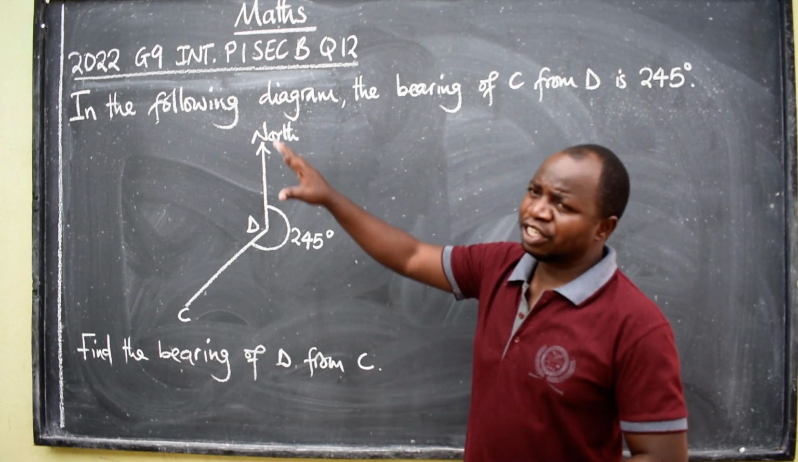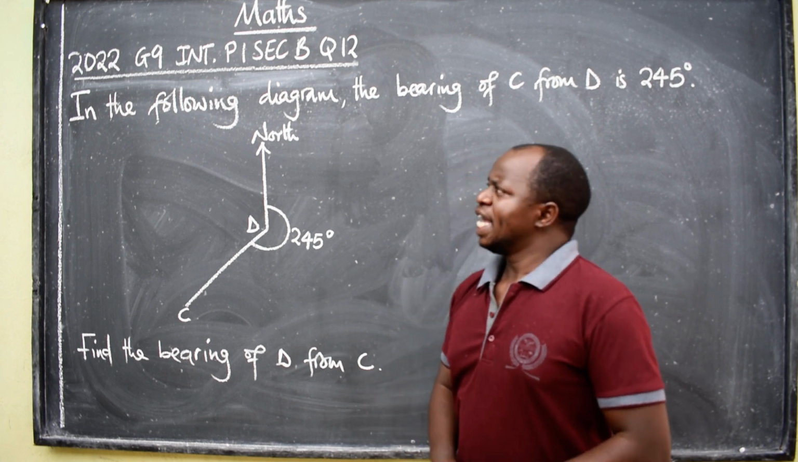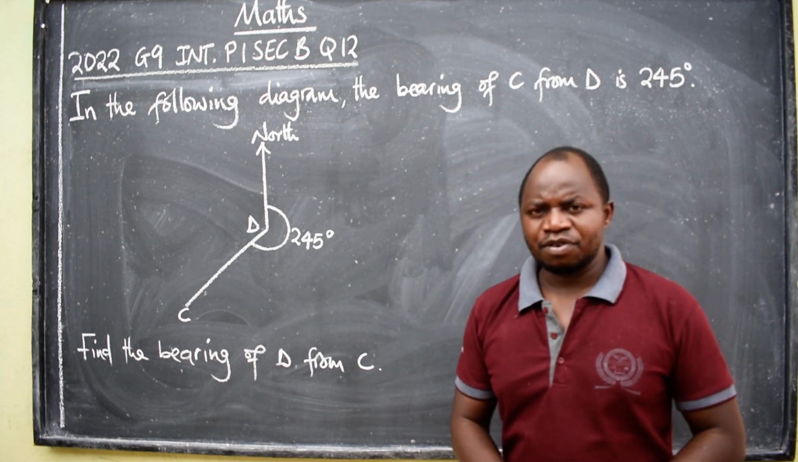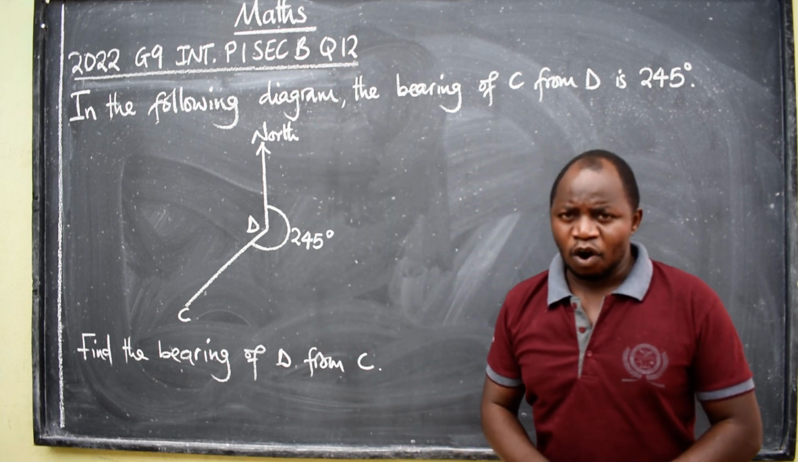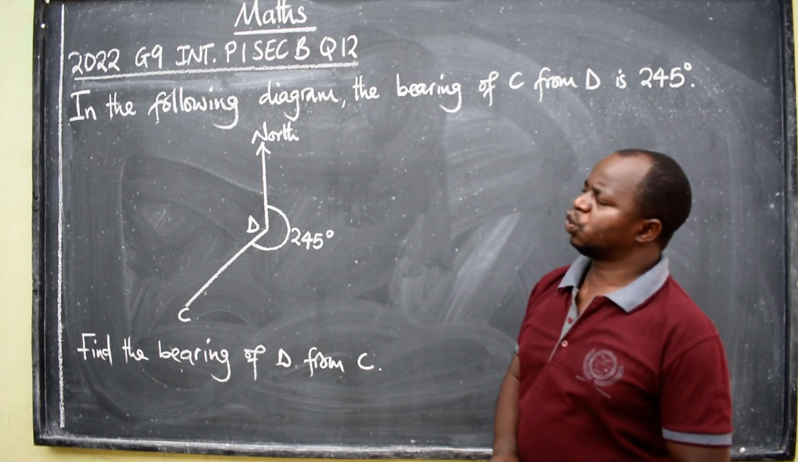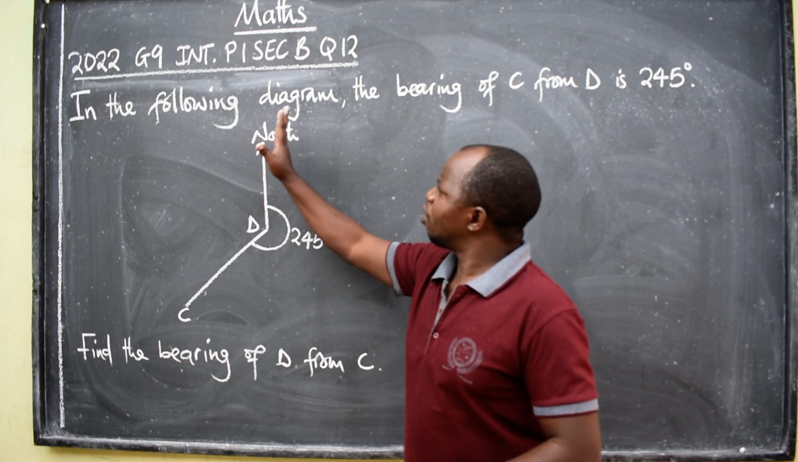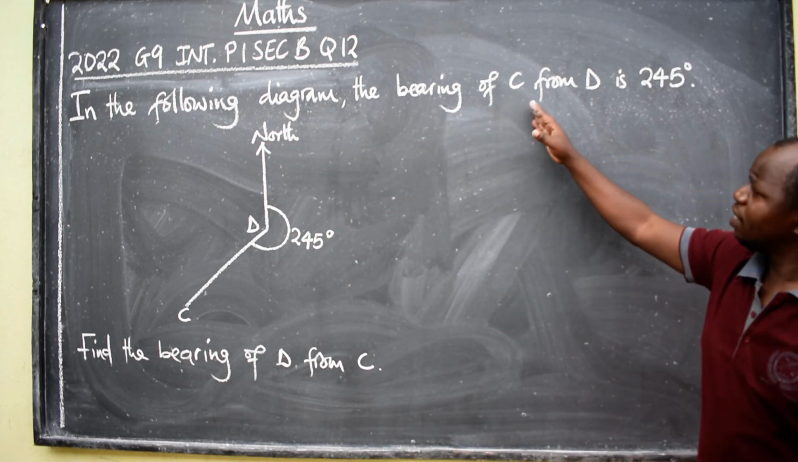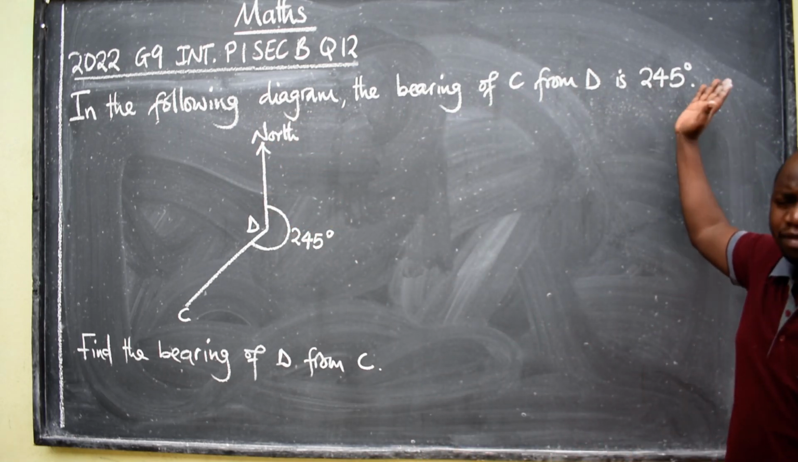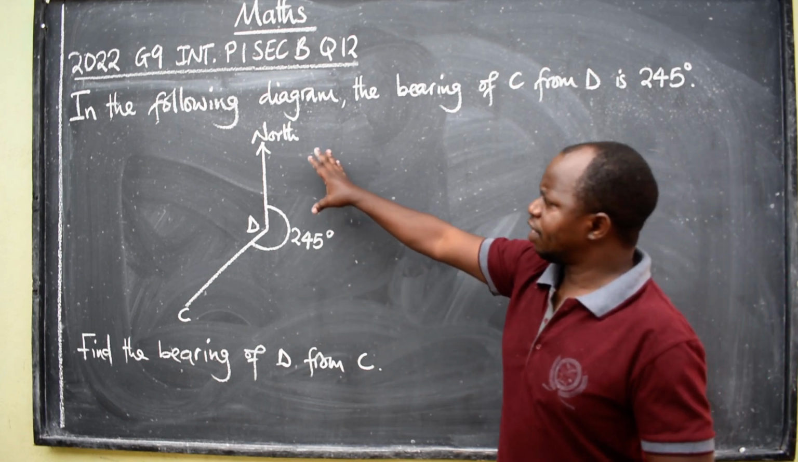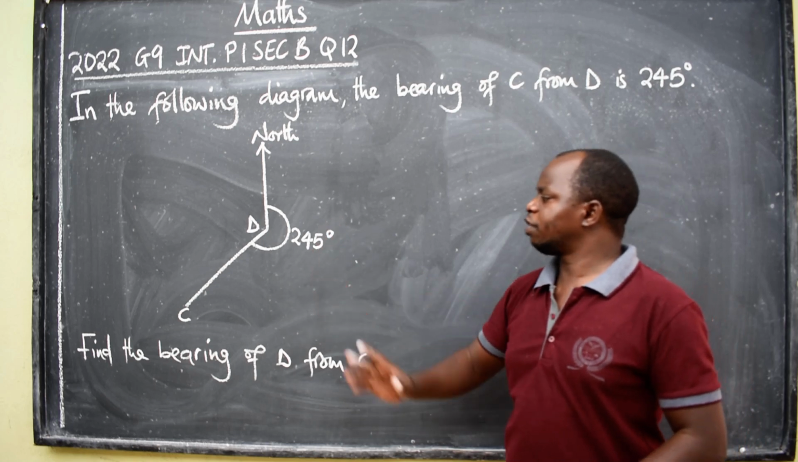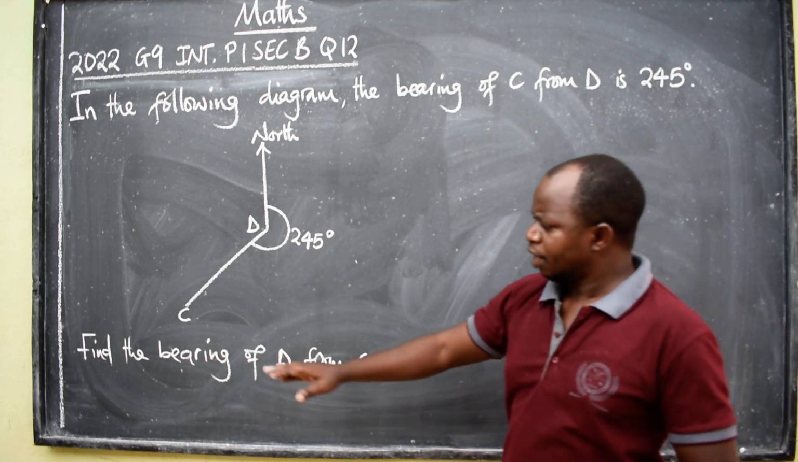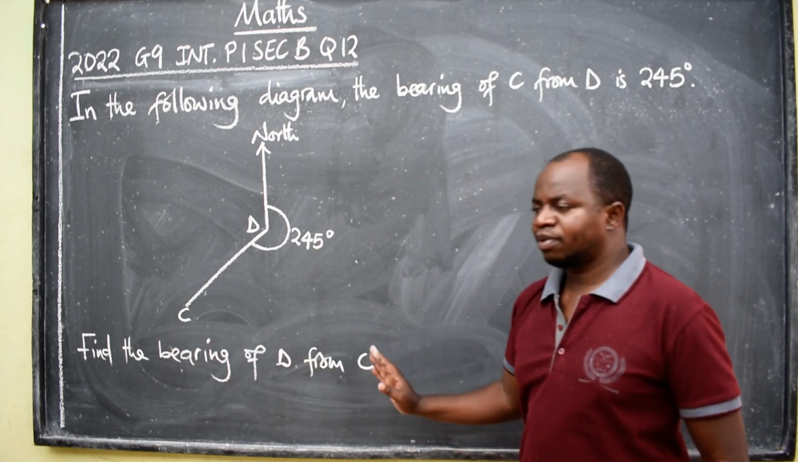With me is a question from the 2022 internal examination for grade 9. This was section B of paper 1, question number 12. In the following diagram, the bearing of C from D is 245 degrees. So we have a diagram here showing the bearing of 245 degrees. Find the bearing of D from C.